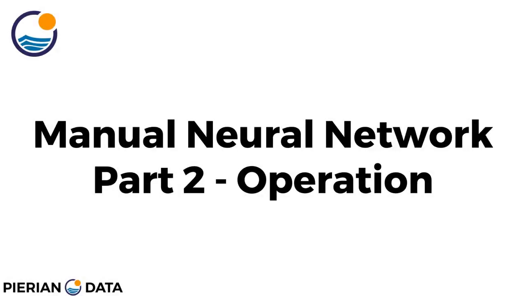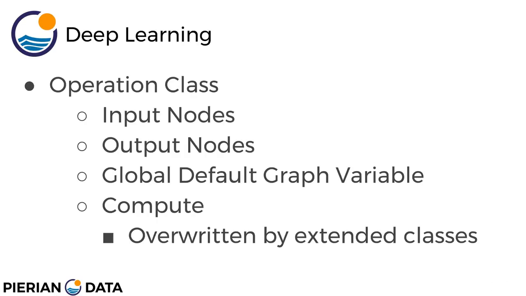Welcome back everyone to part 2 of this manual neural network lecture series, where we're going to focus on the operation class we'll be building. The operation class we create is going to have two main attributes: input nodes and output nodes. The input nodes, as you may have guessed, is just a list of input nodes that are going into this operation, and output nodes is a list of nodes that are consuming this particular operation's output.